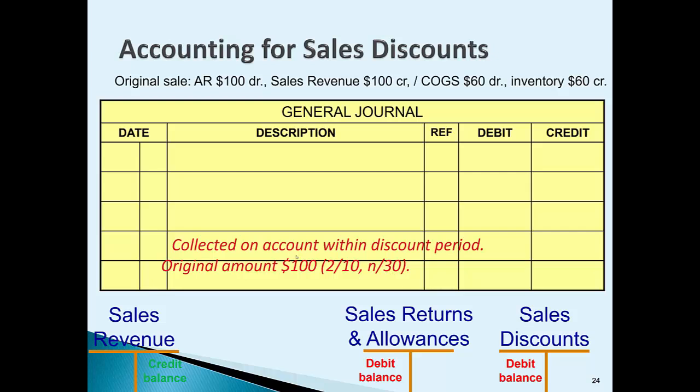So if the item costs the customer $100 and we increase their AR, but when they pay us off, they're getting a 2% discount. How much are they actually paying? Well, they're paying $100 minus a 2% discount. 2% of $100 is $2. So they're paying $100 minus 2. So cash for us, the seller, is increasing by $98.